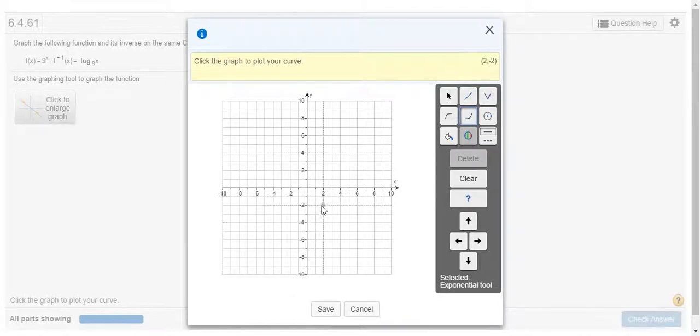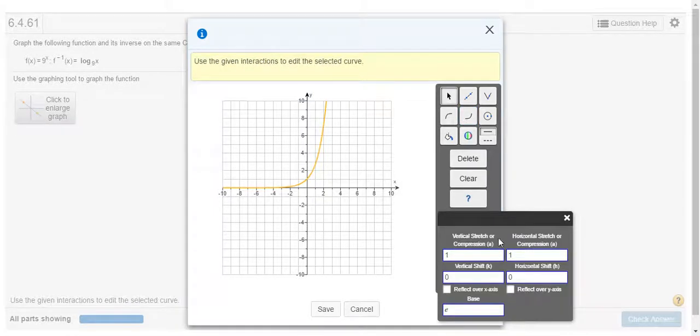And so one of the things I talk about in the earlier video is that every graph that's an exponential that's not been shifted goes through (0, 1). So we're going to go to (0, 1) here. And now you get to decide, does it have any stretch or compression? Stretch or compression occurs when you have, that would be like when you have 2 times 9 to the x or 1/2 times 9 to the x.